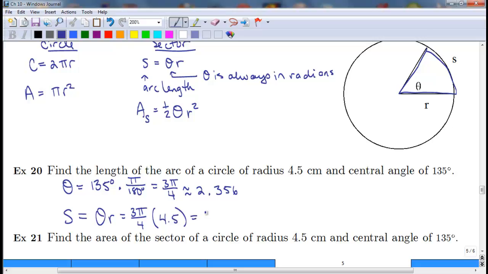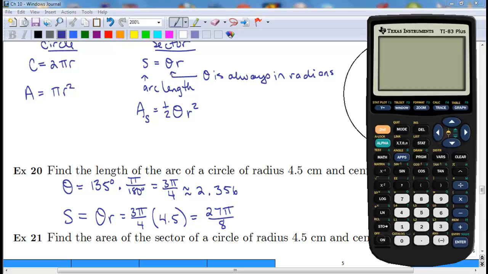So again, we can keep this as an exact answer if we just multiply the whole numbers and forget about pi. And if that's the case, then we end up with 27 pi over 8. And again, you can find the fractions by using the math frac button in your calculator. So for instance here, I would say 3 times 4.5 divided by 4, and I'm not worrying about the pi, and I get 3.375.